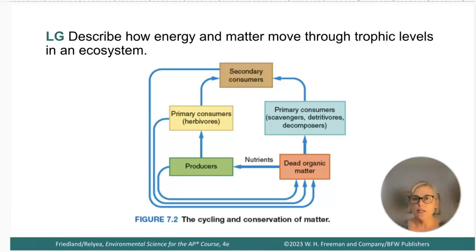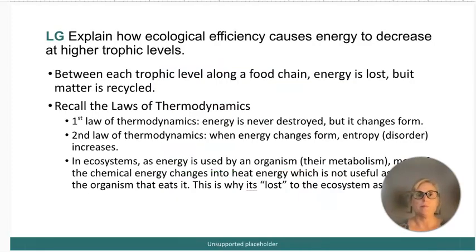Energy and matter move through trophic levels. Matter is conserved, so we call that conservation of matter. But energy is lost. Now, energy is never really lost because energy can't be lost, but it's lost to the ecosystem as food because mostly it turns into heat. We'll talk about that in a second. Between each trophic level along a food chain, energy is lost, but matter is recycled.